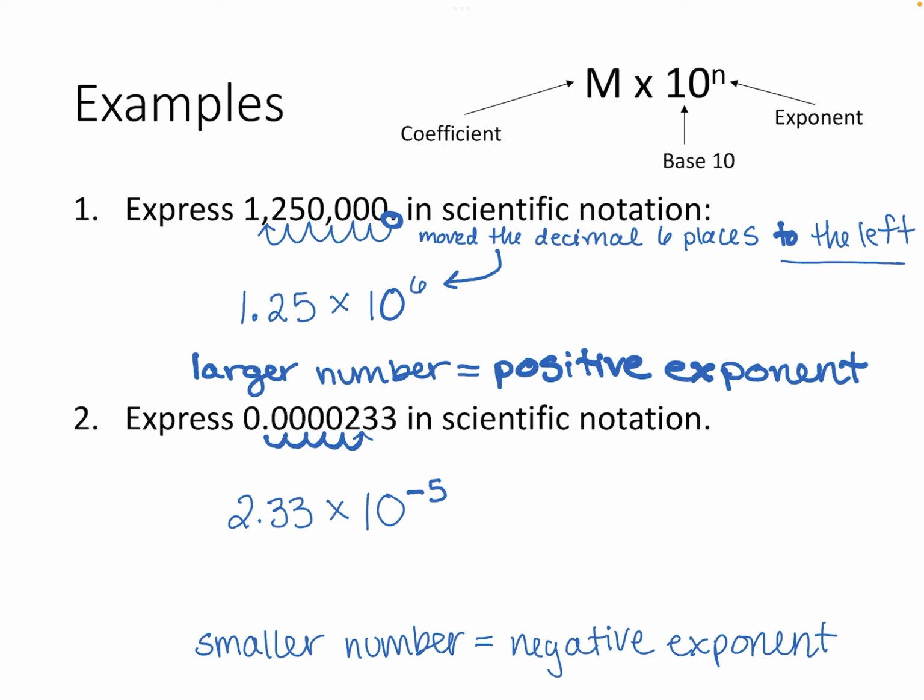All right, so we moved the decimal 5 places to the right. So that's another way to remember the rules. If you have to move your decimal to the right, you're going to have a negative exponent. If you move your decimal to the left, you're going to have a positive exponent. Or you can just remember a larger number has a positive exponent, a smaller number has a negative exponent.